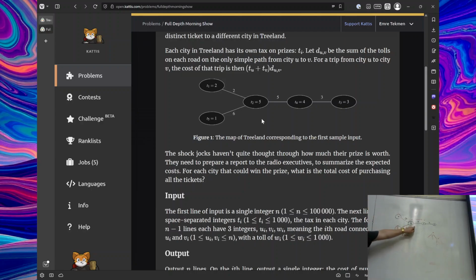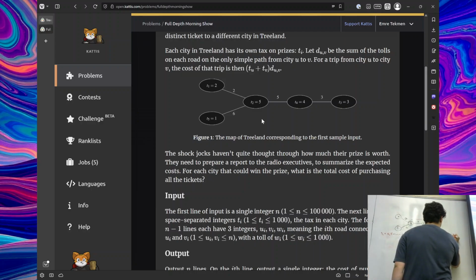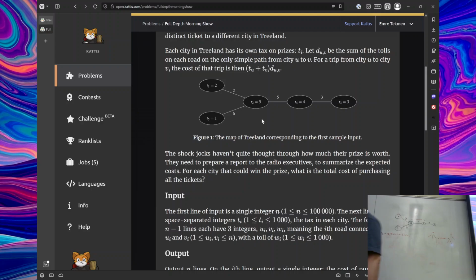Did everyone understand how I got from this graph to this graph? It's the same graph. When I reroot the tree, which is what this technique is called, it's going to look like this. Can everyone see how the rerooting works? Did I do that right? Yeah.